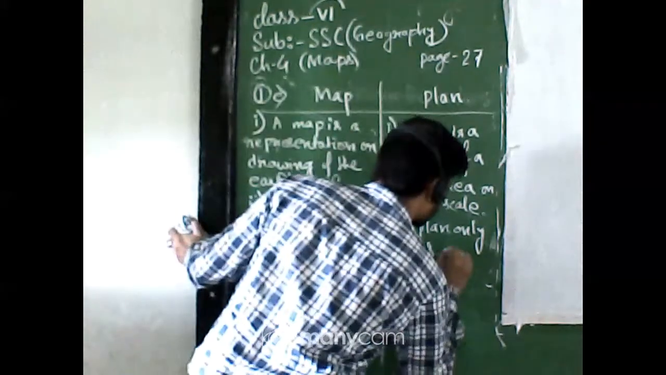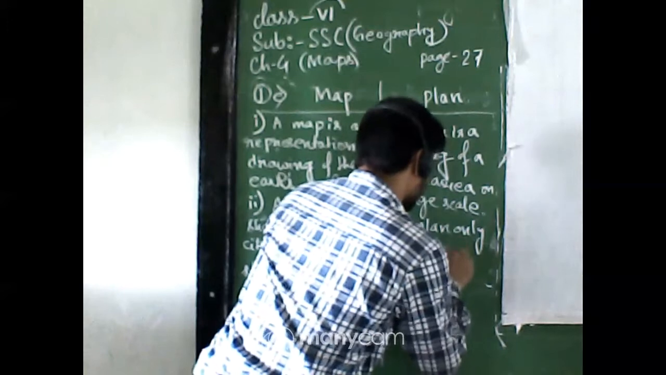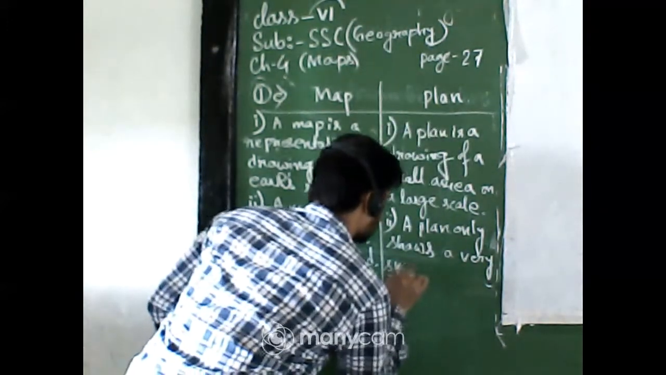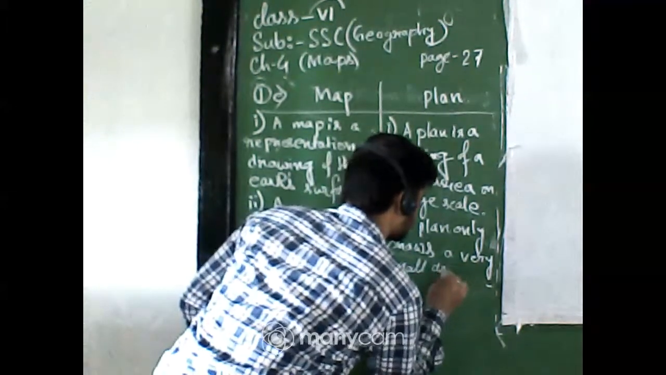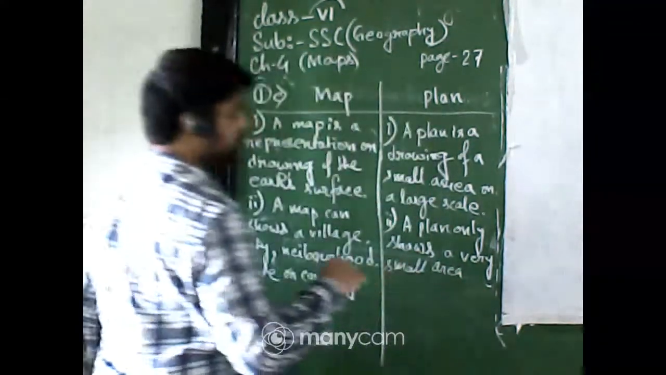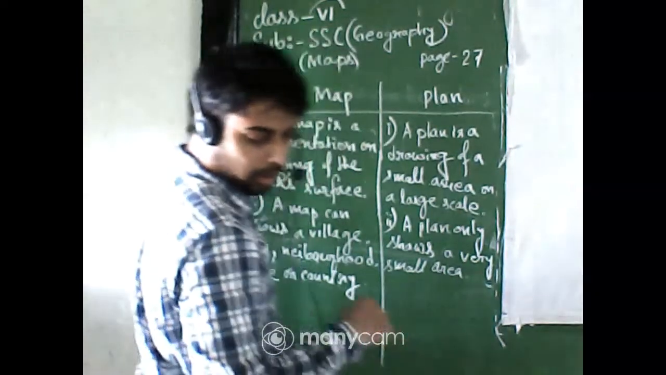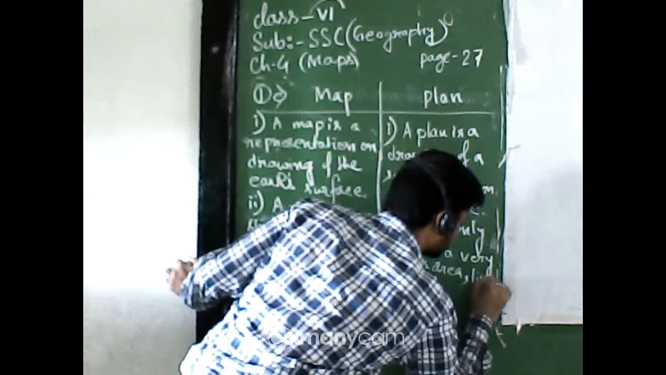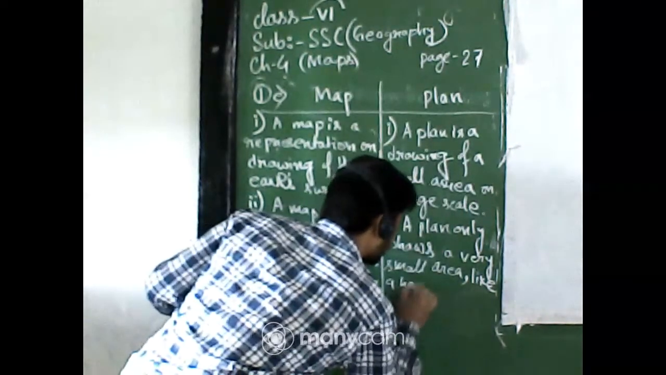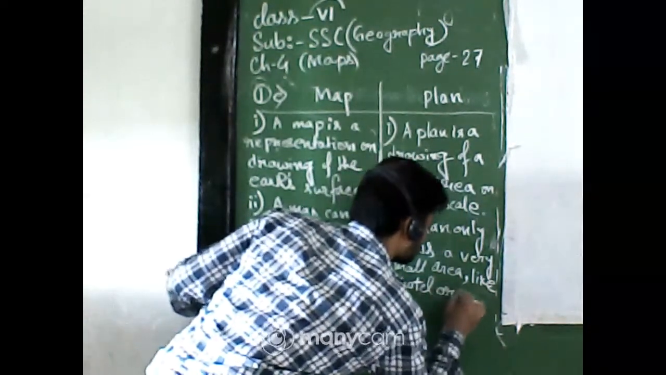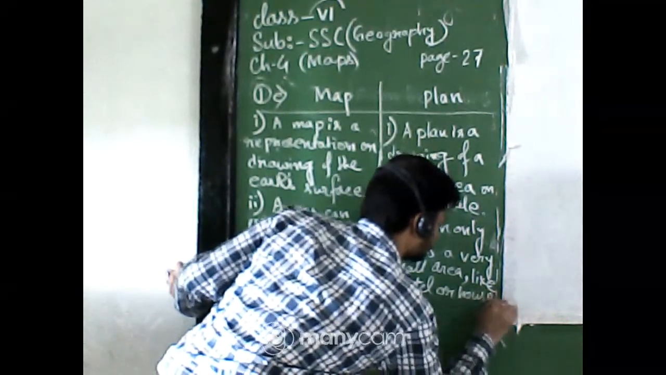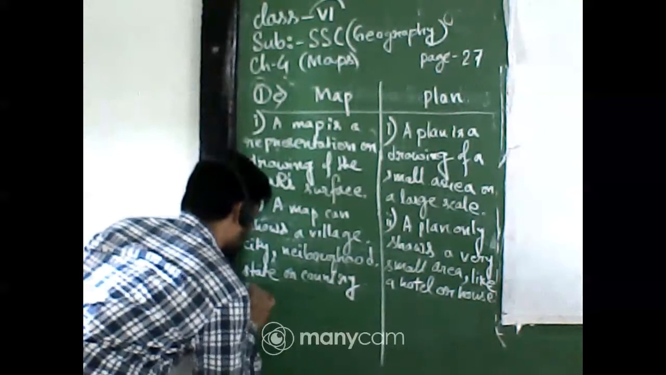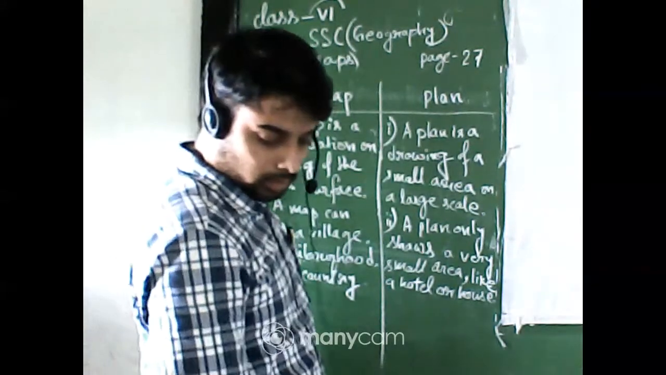a very small area, like a hotel or a house. Full stop. Completed point number 2. Now point number 3.